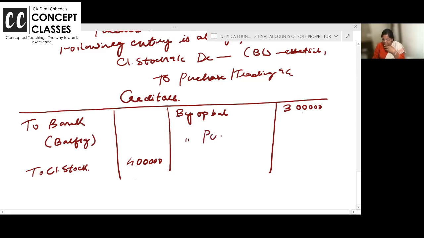And this side we will write purchases. What's the journal entry? Purchase account debit to creditor. Purchase account debit to party for the whole year. And my purchases is not 10 lakhs. 10 lakhs is after minusing my closing stock. I hope you are getting it. Closing stock is given in the trial balance. So purchases is not 10 lakhs. Purchases is actually 13 lakhs.